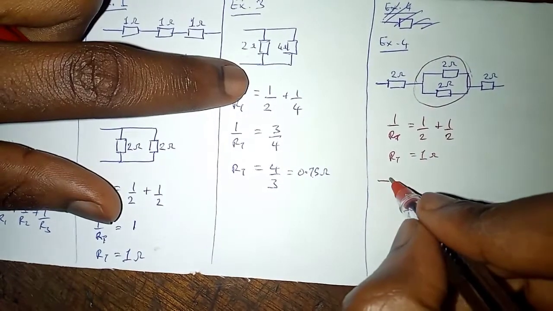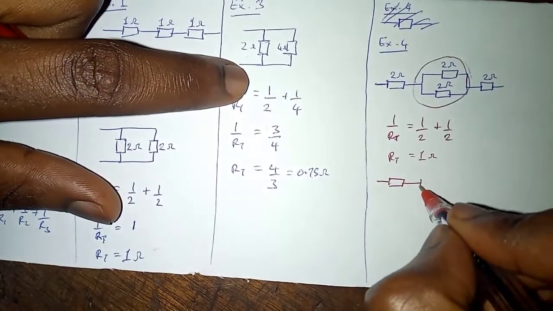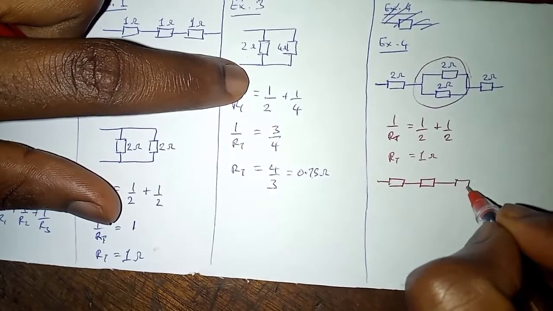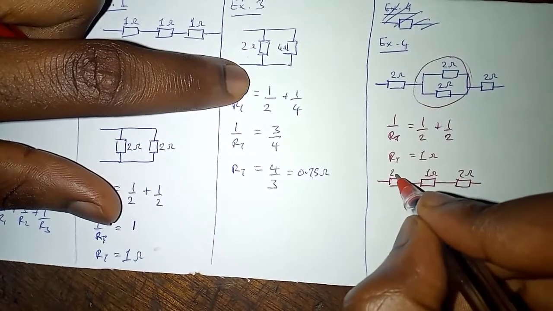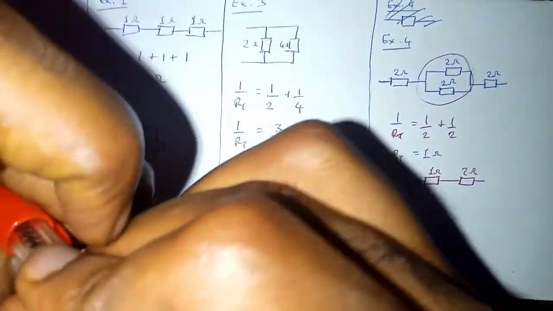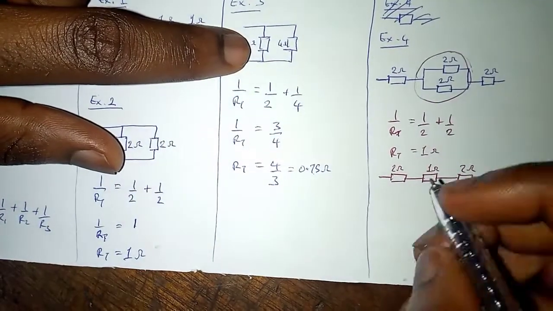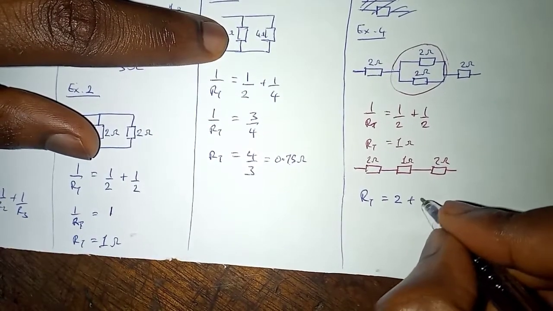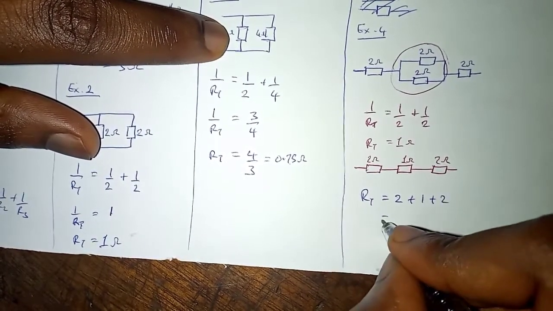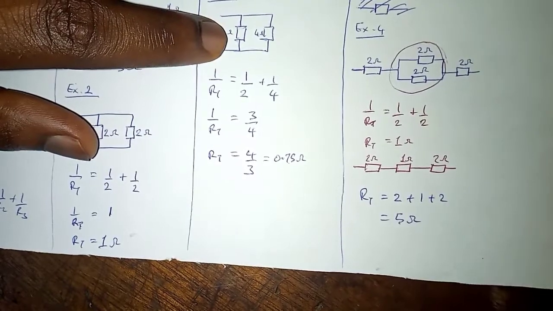So our circuit becomes equivalent to this: 2 ohms, 1 ohm, 2 ohms. So our total resistance here is equal to 2 plus 1 plus 2, which is equal to 5 ohms.